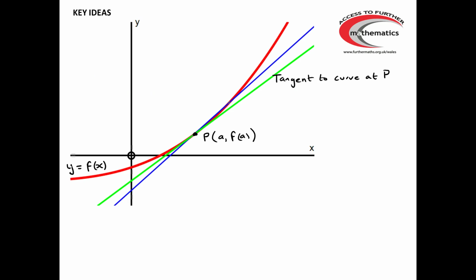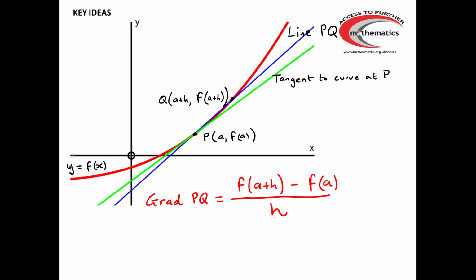It's important to get the key idea clear about differentiation from first principles. So in the diagram we've got the curve y equals f of x, which is the red curve. We've got a point P on the curve, and we have drawn in the tangent to the curve at the point P. We have a second point on the curve, which is the point Q, and then we have joined up the points P and Q with a straight line. And it's very easy to write down an expression for the gradient of the chord PQ. The gradient PQ is the y step between P and Q, which is f of a plus h minus f of a, divided by the x step between P and Q, which is just h.